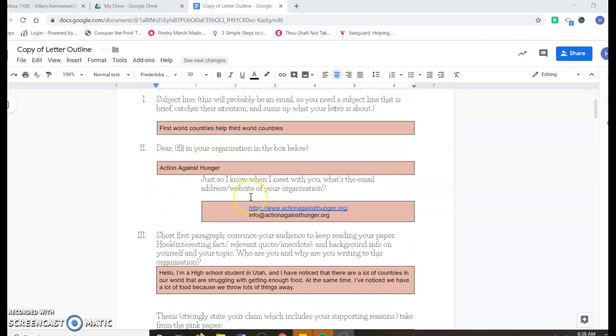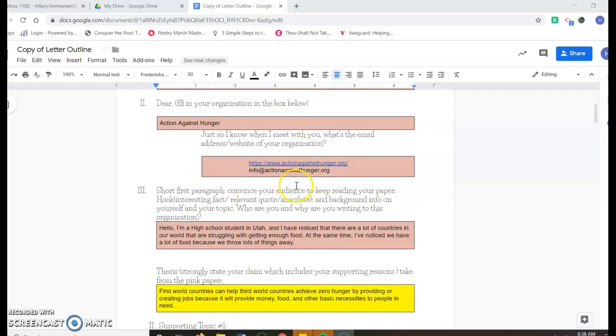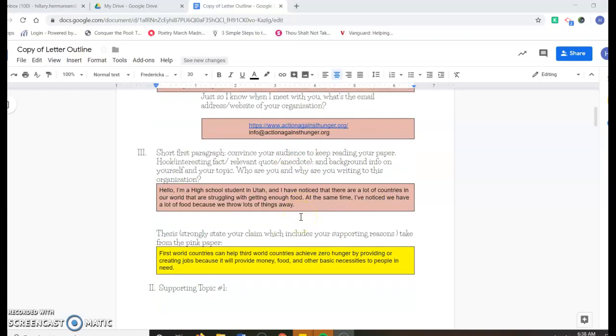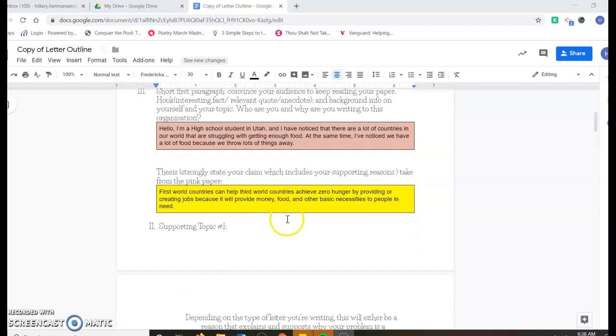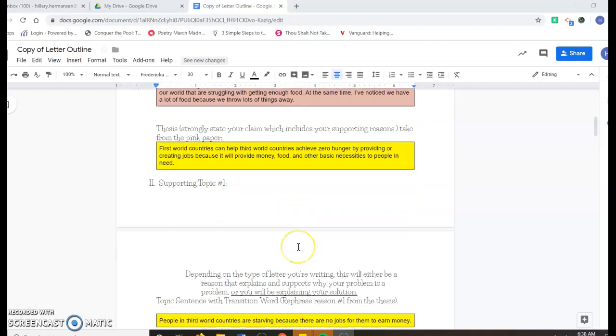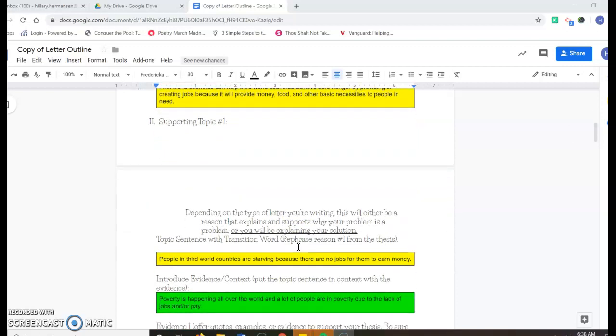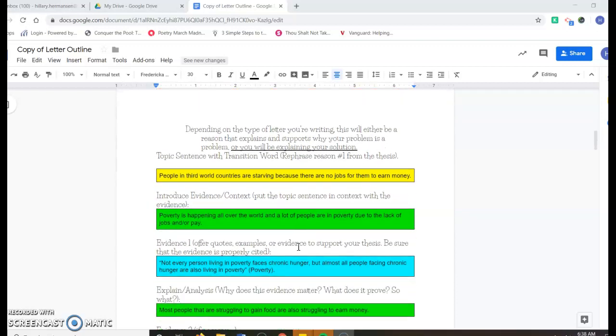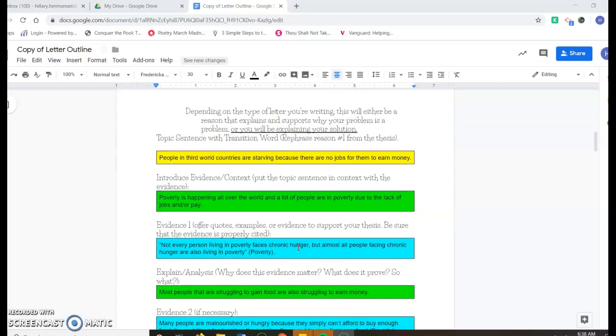Then we have Dear the organization. We have the email / website. Then we have a short first paragraph. We have a thesis statement. And remember, your thesis statement should have your 3 reasons, like on the pink paper, and I've already checked you all off. So if you haven't written your outline, this is how you do it.